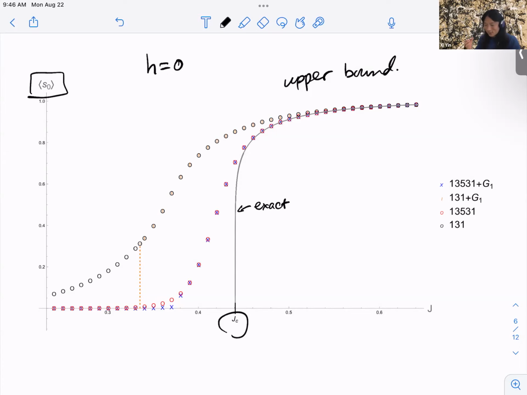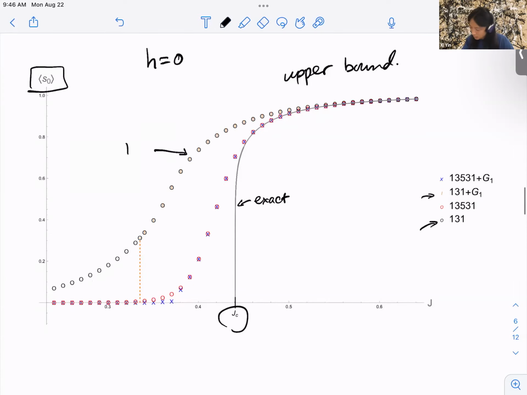This convex optimization based on positivity knows about that. So here, as you can see in this plot, this is the crude version of the bound. The crude version of the bound is based on the 131 diamond. So this is the 131 diamond. This improved bound is based on the 13531 diamond.